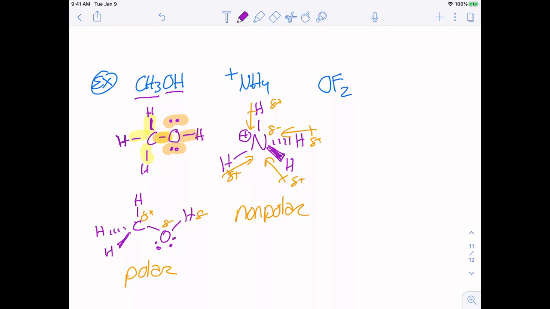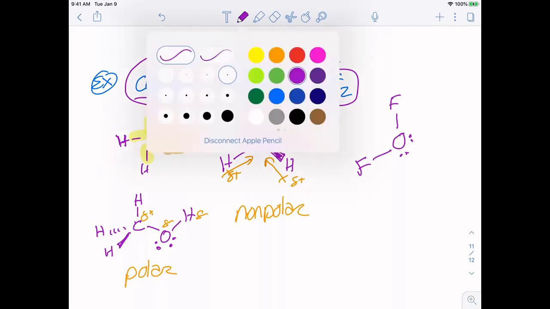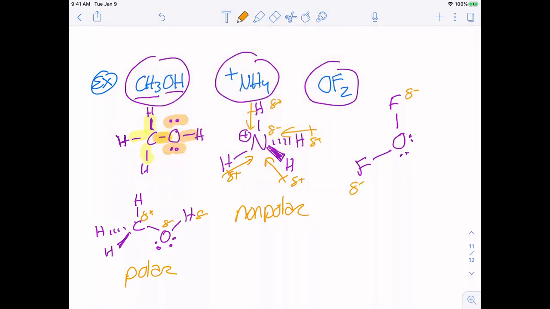And again, if you need to go back and practice drawing these, just take these structures and try to draw them on your own. OF2, if I draw the Lewis structure, I have a bond to each of those fluorines. The fluorines have 3 lone pairs each, and then my oxygen, my central atom, actually has 2 lone pairs on it. So this one is bent also, right? The basic tetrahedral electron domain geometry, but 2 from our lone pairs. Fluorines are more electronegative than oxygen. Because it's bent, they're not going to cancel each other out, right? It's not symmetrical, so this is polar also.